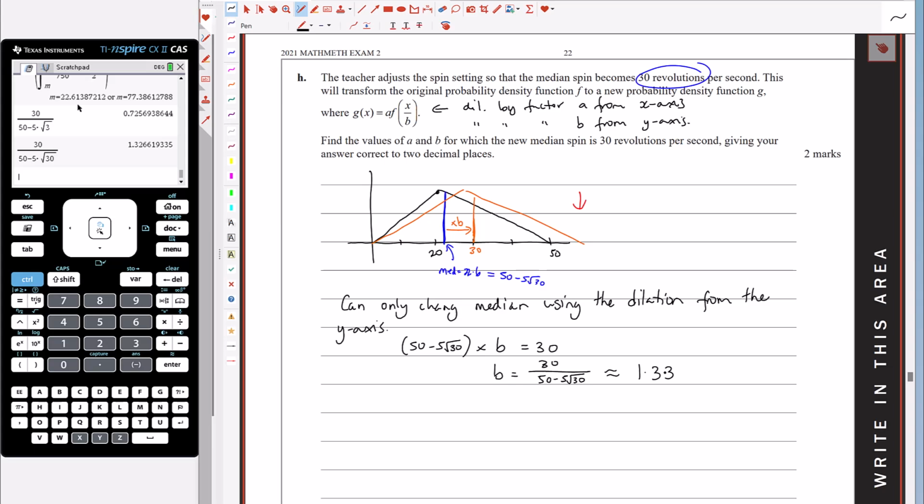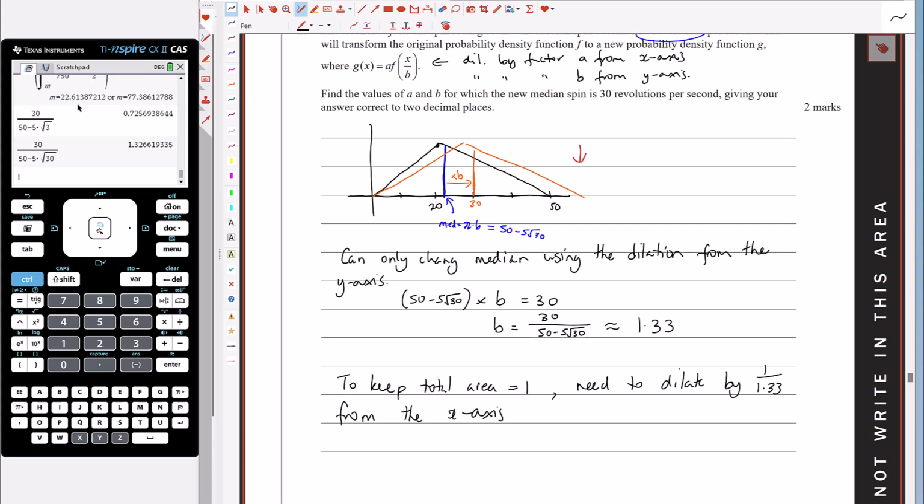Okay, so we have multiplied the area. If we've dilated it from the y-axis by a factor of b, we've multiplied the area by a factor of 1.33. And so therefore, to counteract that, to keep the total area equal to 1, we need to dilate by 1 on 1.33 from the x-axis, sorry, from the x-axis.